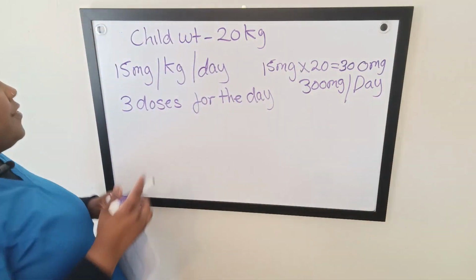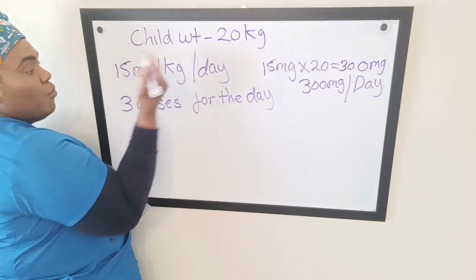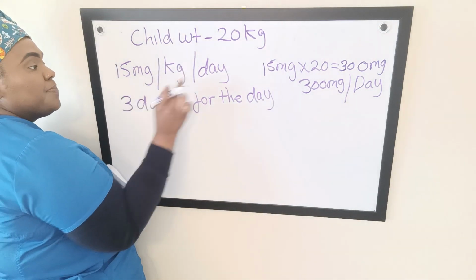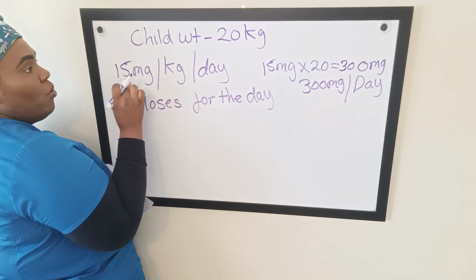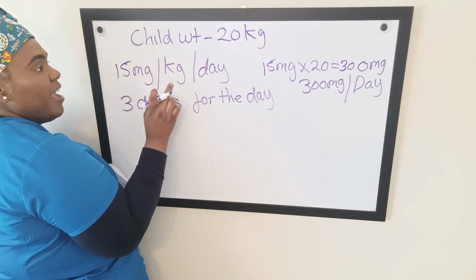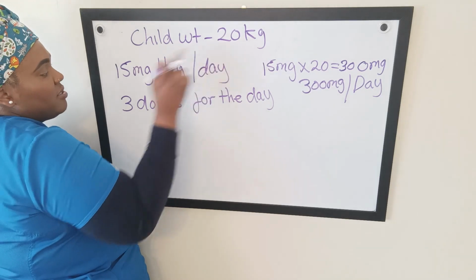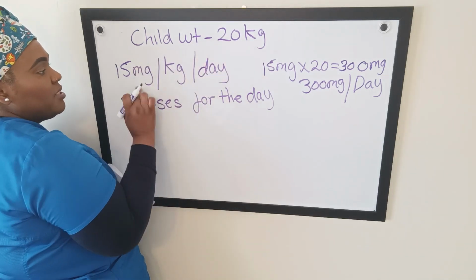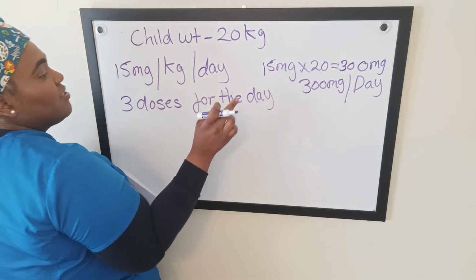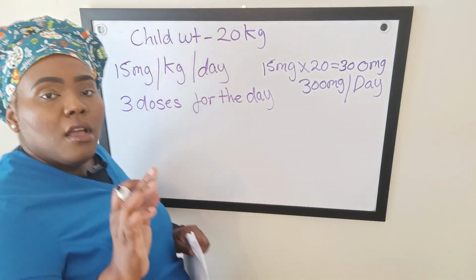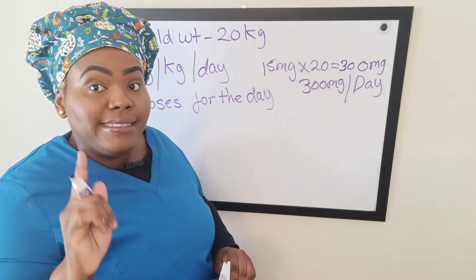So we solved the first half of the equation. We wanted to figure out how many milligrams per day the child had to get. The order is 15 milligrams for every kg that this child weighs. This child weighs 20 kgs, so it's going to be 15 multiplied by 20. That gives us the overall amount the patient is getting in one day.